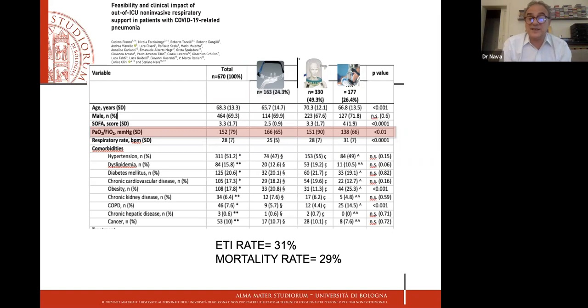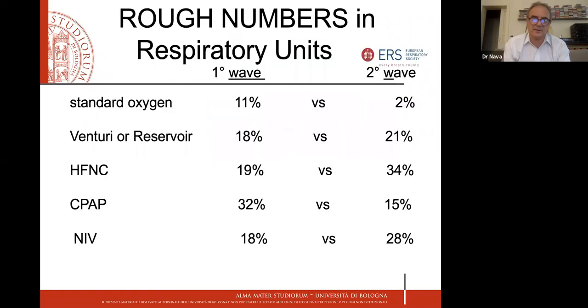That means 26% of the total of patients needing respiratory support outside the ICU. In this subgroup of patients, the intubation rate was 31% and the mortality rate was 29%. So I think not bad at all. But I have to admit that all these data were collected in the respiratory unit, so with people skilled in the application of NIV, including all kinds of clinicians, nurses, doctors, respiratory therapists.